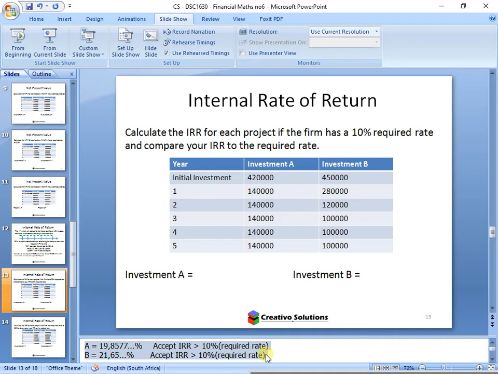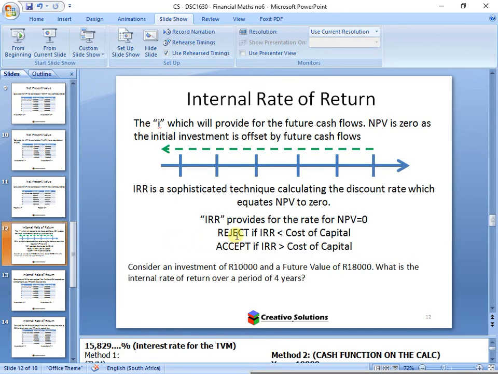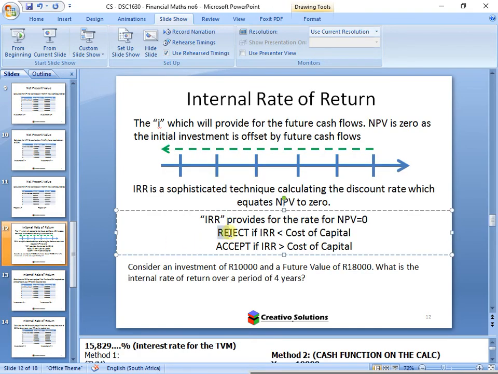Yes, the first one is correct. Good. So what's the decision criteria with IRR? I put it in your notes here. The decision criteria is to reject if IRR is less than the cost of capital and accept when it's bigger. So you reject when it's smaller, you accept when it's bigger.